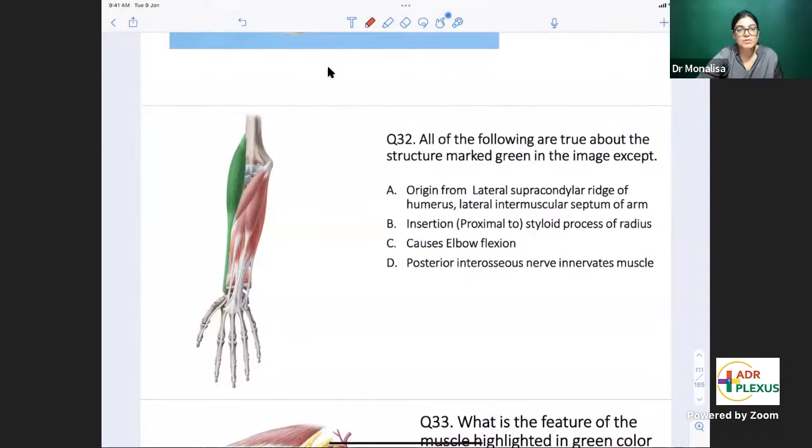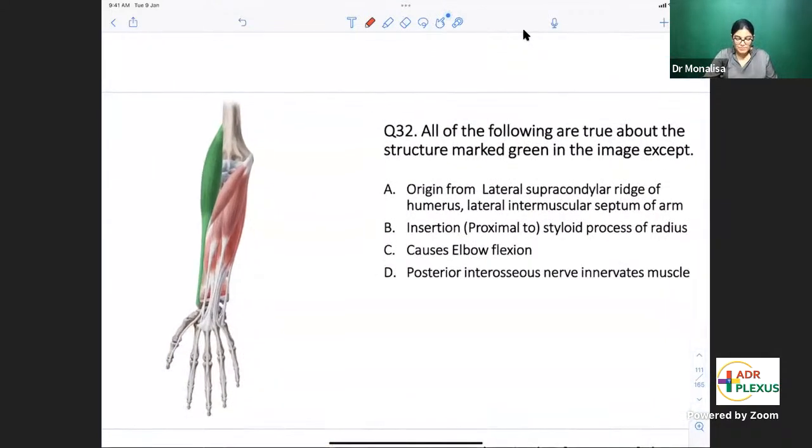Okay. So I'm getting a mixed bundle of identification for the muscle. Extensor carpi radialis longus, extensor carpi radialis brevis, brachioradialis, FCR. A different kind of identification is coming up. Okay, dear. So which muscle is this? Question number 32. Which muscle is this?